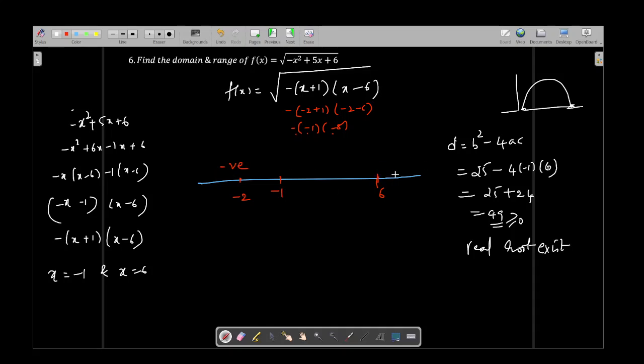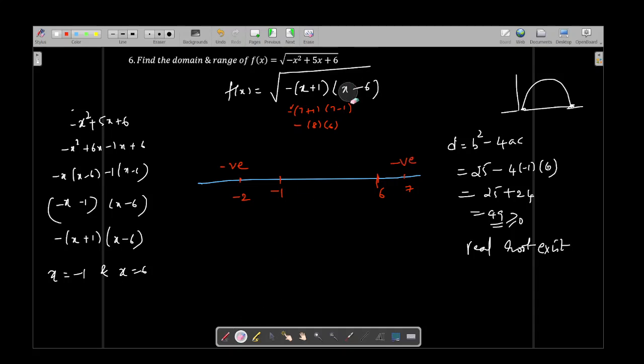Then after 6, let's take 7. If I take 7, I get minus of (7 plus 1), (7 minus 6). So minus of 8 into 1. Because of this negative, the whole product is negative. So here also you will get negative.